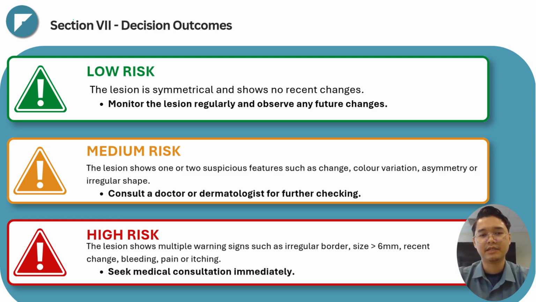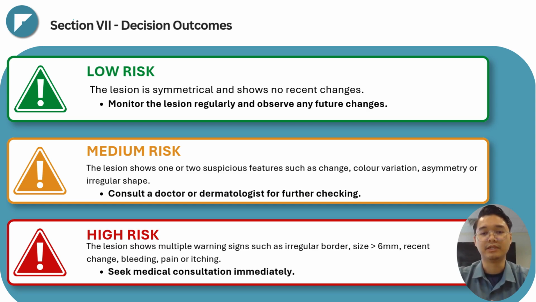For medium risk, the lesion shows one or two suspicious features such as change, color variation, asymmetry, or irregular shape. You should consult a doctor or dermatologist for further checking.